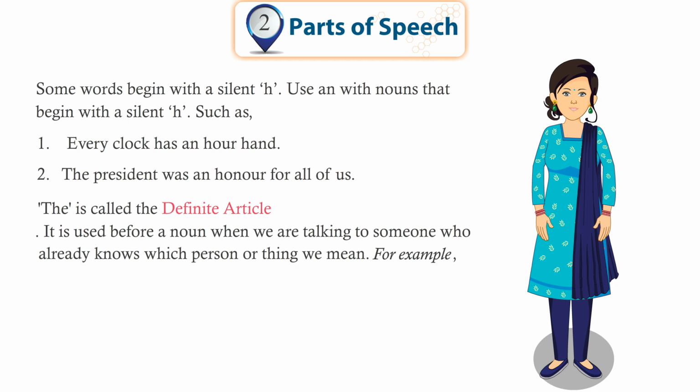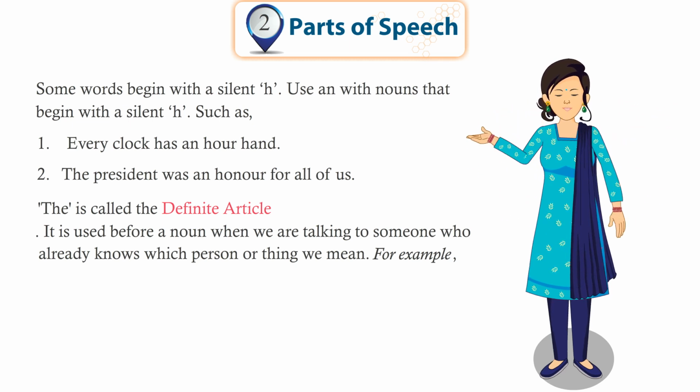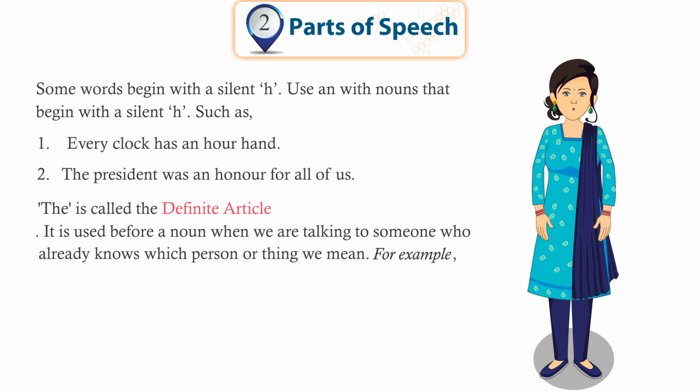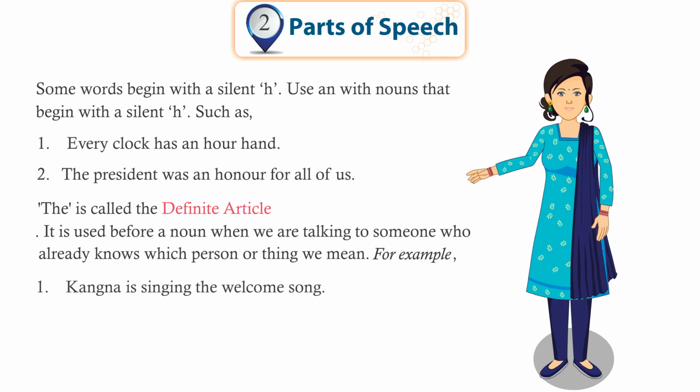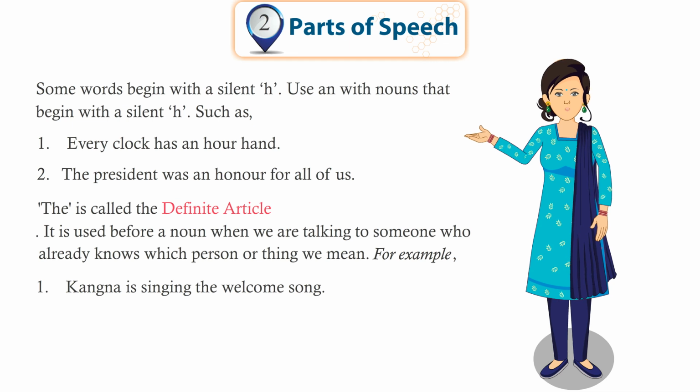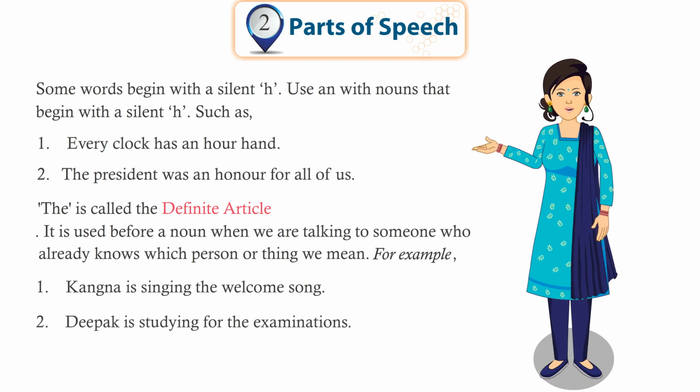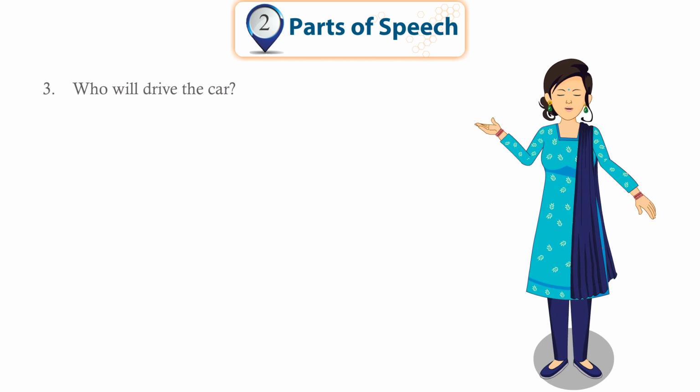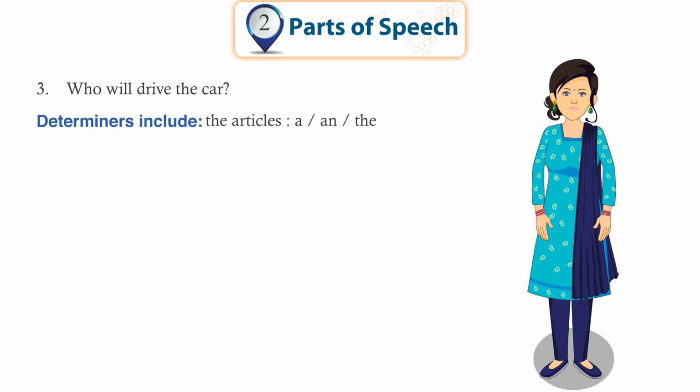The is called the definite article. It is used before a noun when we are talking to someone who already knows which person or thing we mean. For example, Kangna is singing the welcome song. Deepak is studying for the examinations. Who will drive the car?